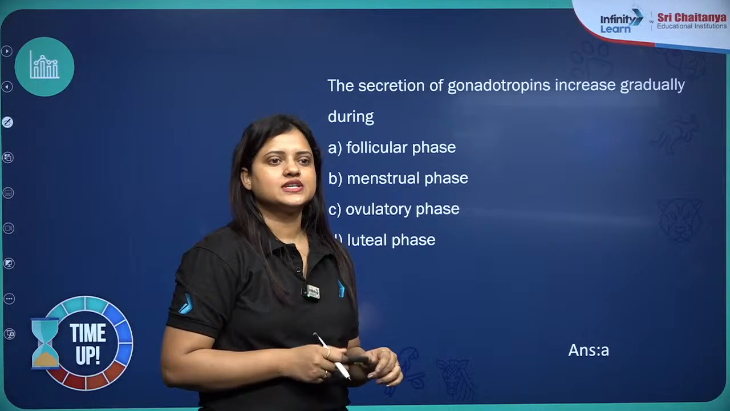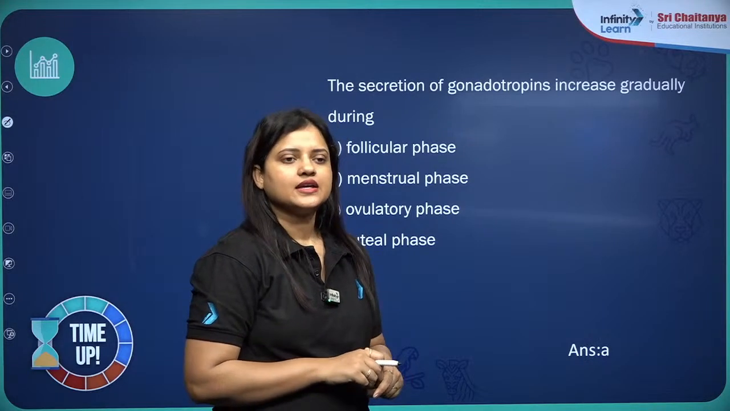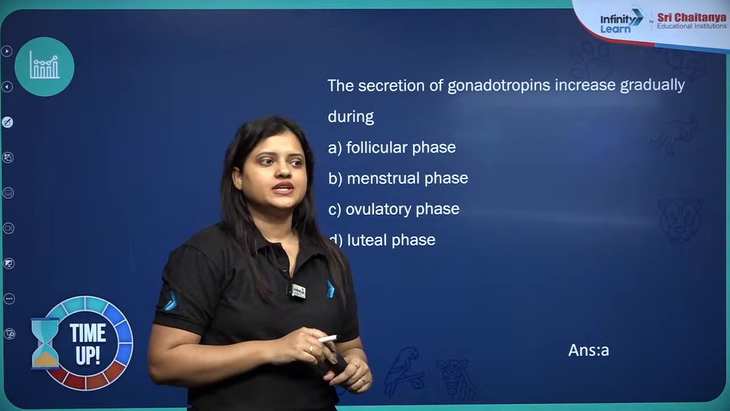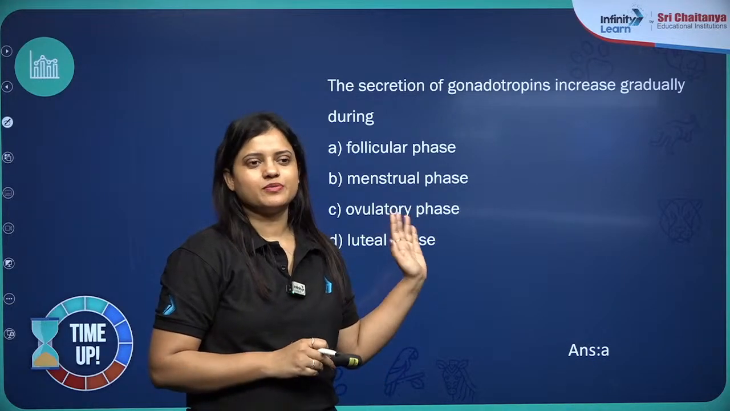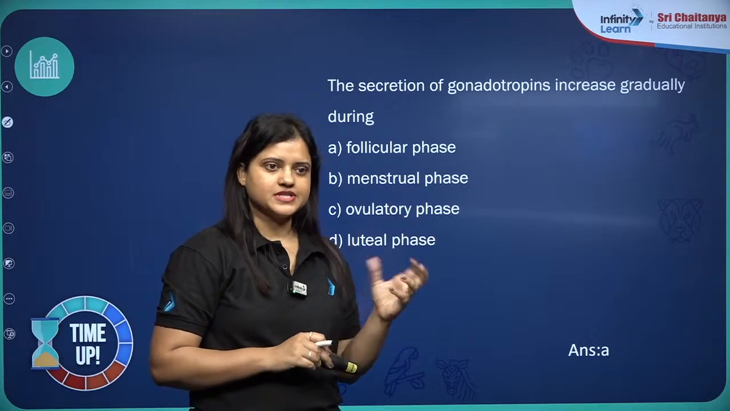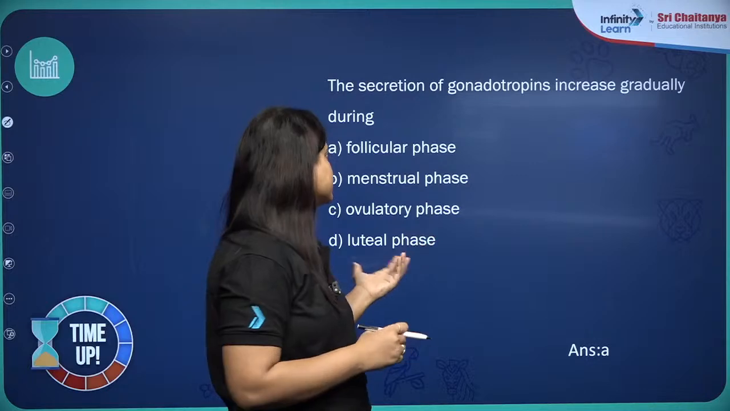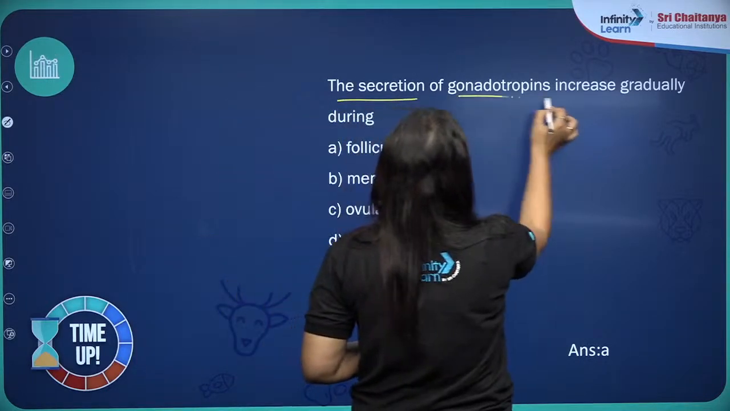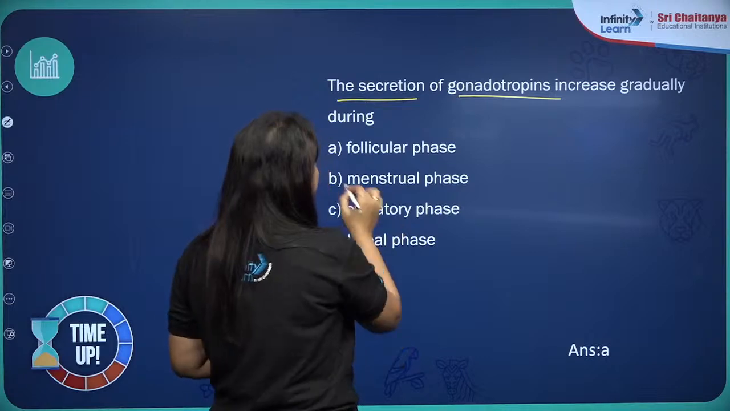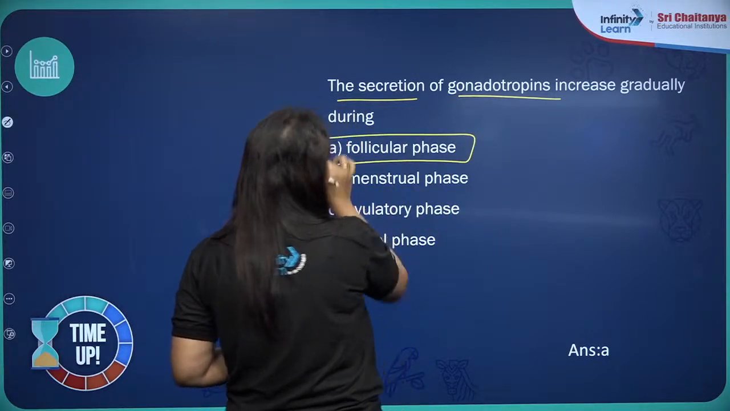Okay, Muhammad Ashik is saying A. Then Madina also A. So it is a question from human reproduction. Yes, it is a slightly simple question but here also many times students make mistakes. The secretion of gonadotropin increases gradually during. So the answer is follicular phase.